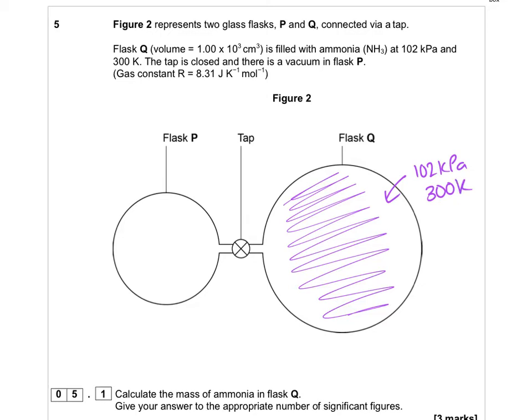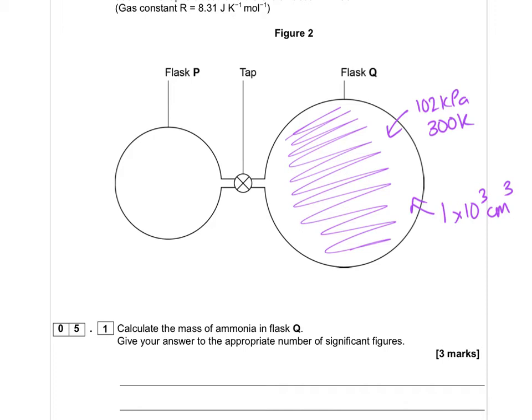The tap is closed and there is a vacuum in flask P. Okay, we also know the volume of this flask here is 1 times 10 to the 3 centimetres cubed. Okay, so that's the information we've been given in the question. Sometimes if you annotate the diagram, it can make it a little bit easier to see where the question's going.